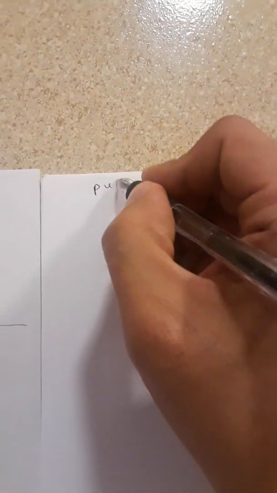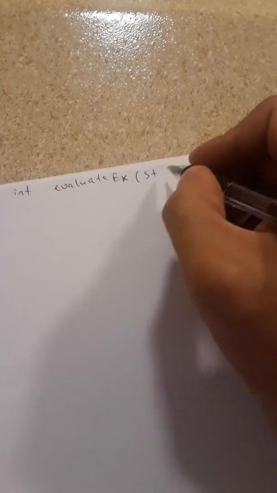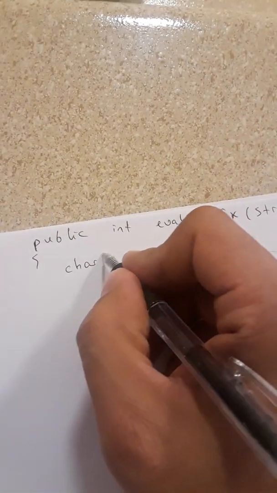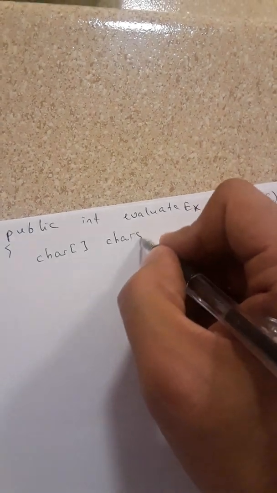So our code will look like the following. We will return an integer value, we'll call it evaluate expression. I suppose the input will always be a string. For our convenience, we will just convert it to an array of characters. I will call it chars.